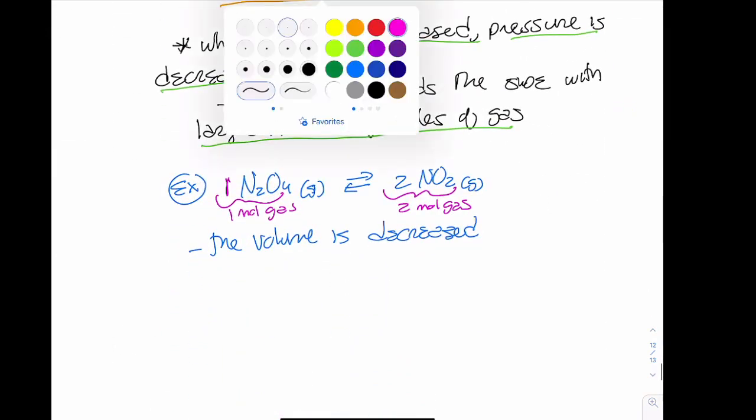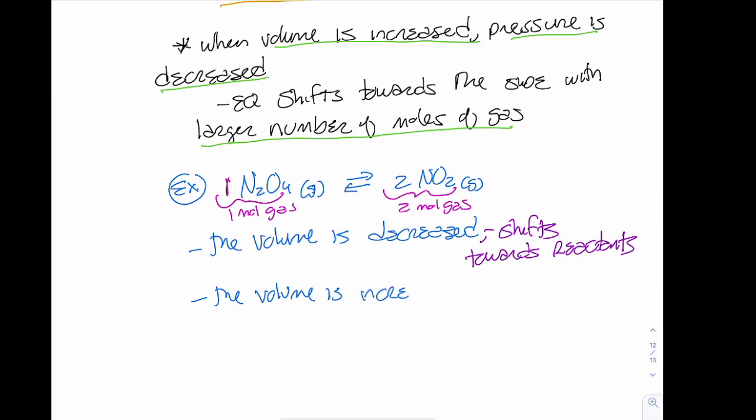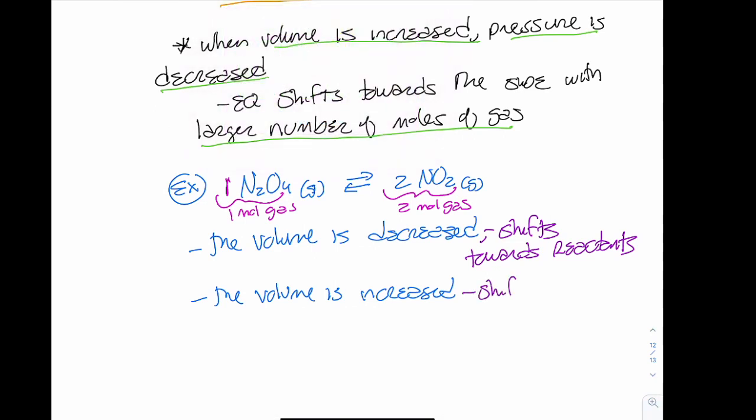Going back to this example, volume's decreased because I have fewer number of moles on the reactant side. It's going to shift towards reactants, the side that has the fewer moles of gas. If volume is increased, it's going to shift towards the side that has more moles of gas, towards products.